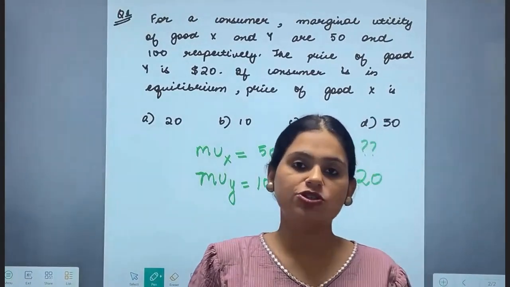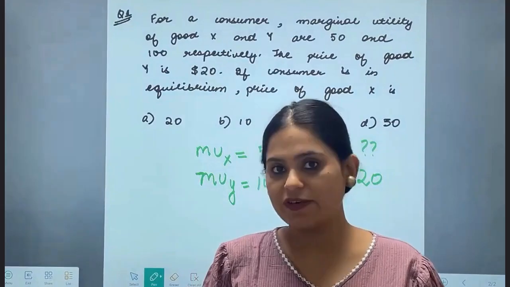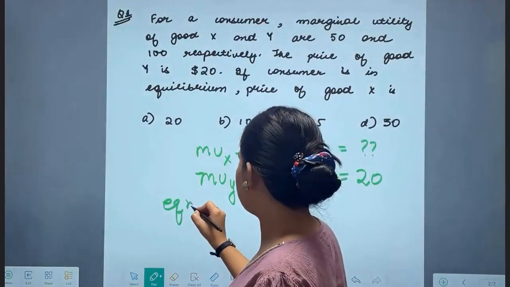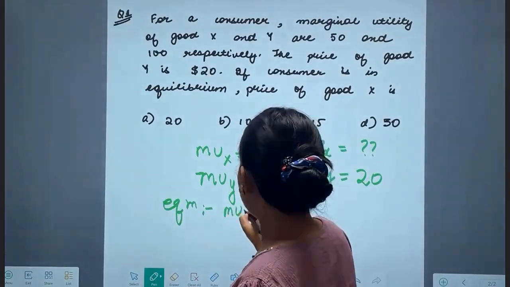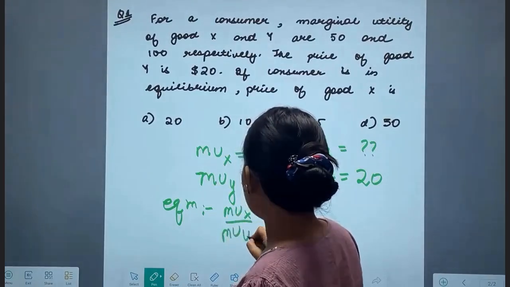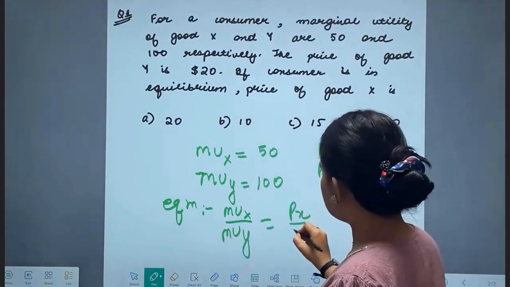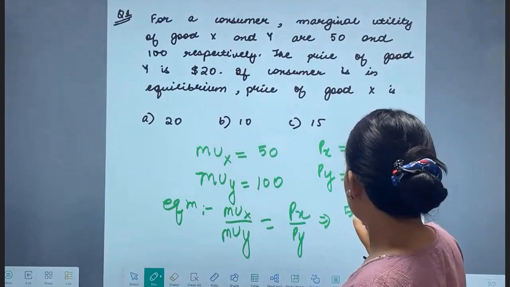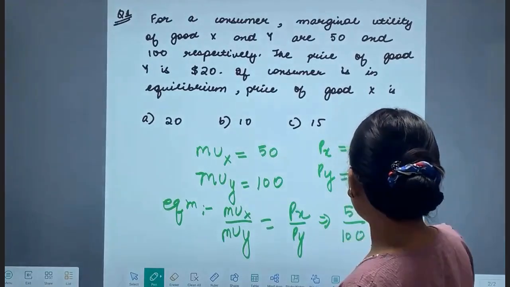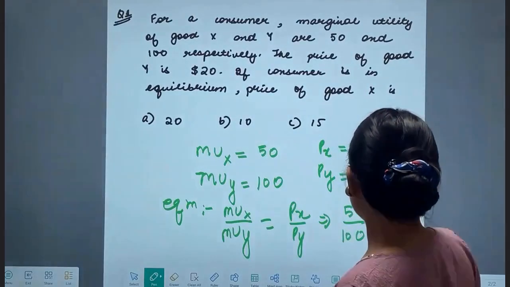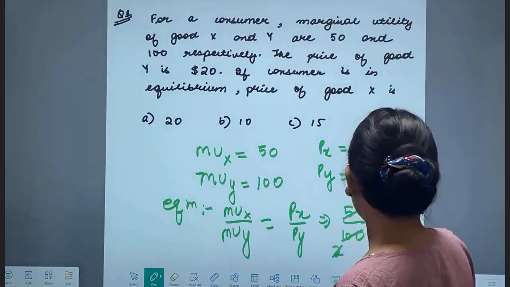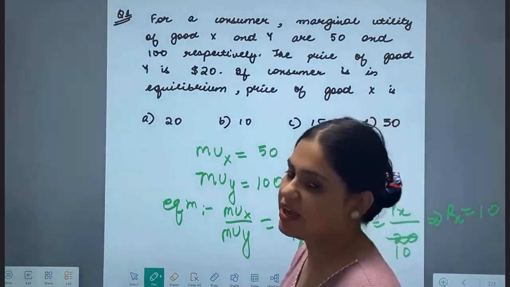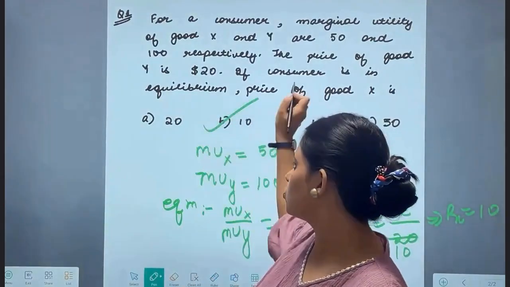So this information is given to you. You need to go ahead and find the price of good X. Very simple. So we will just use the equilibrium condition. Beta क्या हो जाएगी? MUX by MUY is equal to PX by PY. तो बेटा MUX क्या है? 50, MUY 100, PX not known, PY 20. So when you solve for this, you will get PX as 10. So the correct answer to this question is 10.